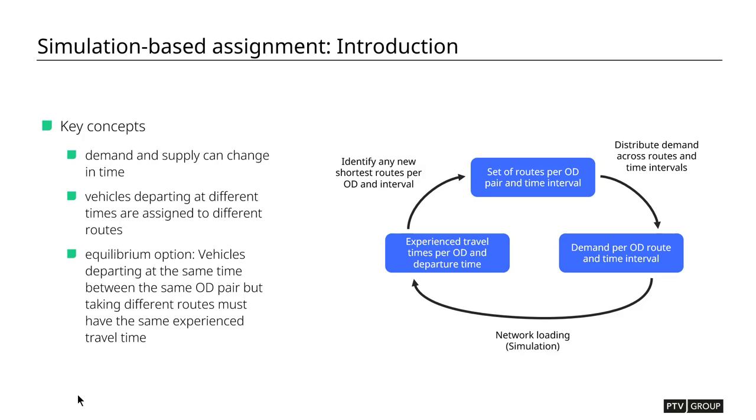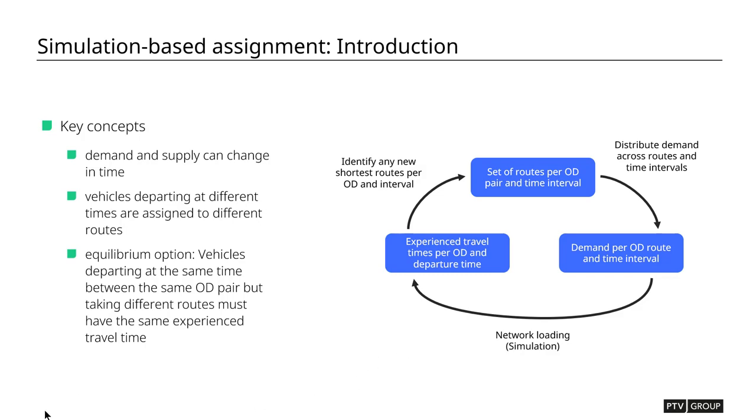So the key concept of the simulation-based assignments is that demand and supply can change over time. The vehicles departing at different times are assigned to different routes because the attractiveness of a route can change over time, and the equilibrium condition is extended also to time. So that means vehicles departing at the same time between the same OD pair but taking different routes must have the same experienced travel time.